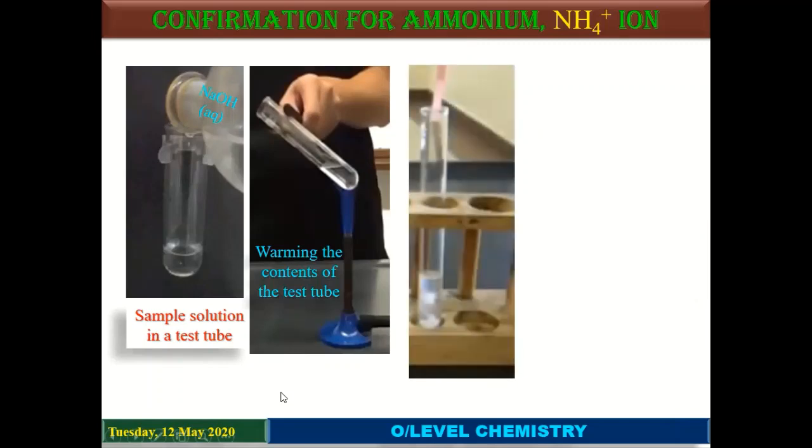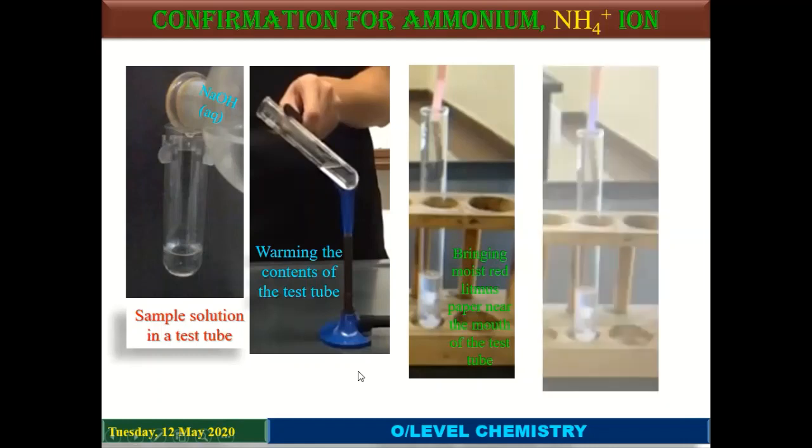In the next, you can see the change in color of the litmus. They have brought red litmus paper near the mouth of the test tube, where we have already performed this test, that is, adding sodium hydroxide then warming. On bringing moist red litmus paper near the mouth of the test tube, you can see the result in the next diagram: this litmus turns blue. So if the moist red litmus turns blue, it shows the presence of ammonium ion in the given sample.